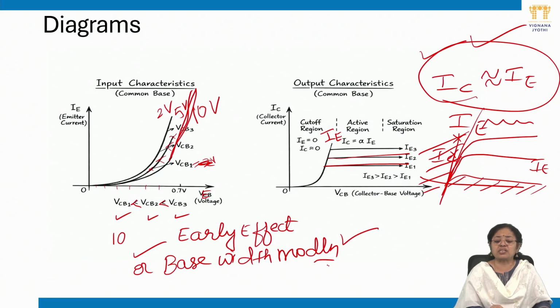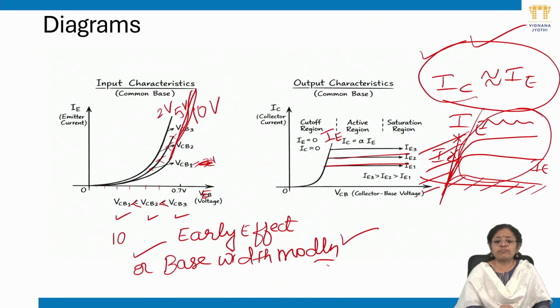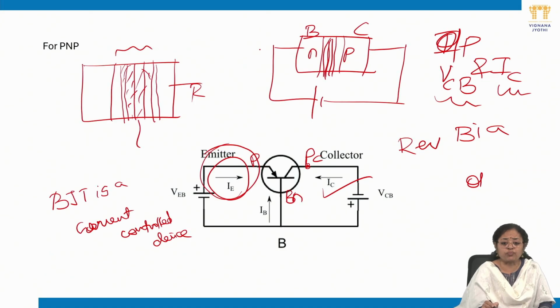Almost all linear applications we find in the active region. So this is the region of operation for our BJT in the common base configuration. Very important. In the common base configuration, let us see the current gain. So what is the current gain? Current gain is nothing but the ratio of output current to input current. Over here, the output current is IC and the input current is IE.